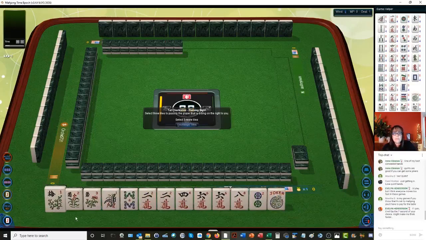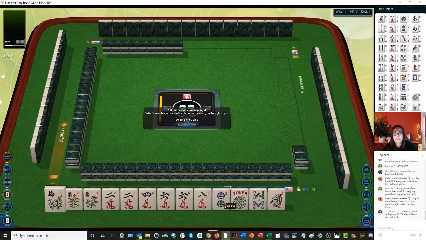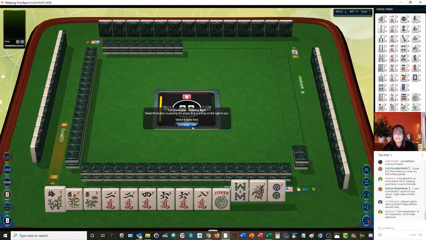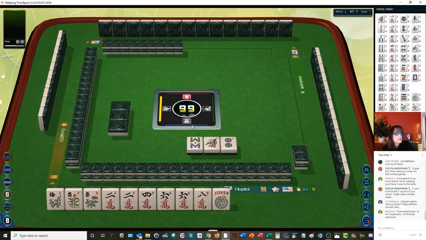Now, here we have 3 flowers, and we have 2, 4, 6, 8 no gaps. First hand, under 2, 4, 6, 8, we only have 3 tiles to pass. This is going to be tight because we are 3 away from a ready hand. First hand, under 2, 4, 6, 8. Negative 10 for 2 exposures. Negative 25 for 3 exposures, Marcia says.